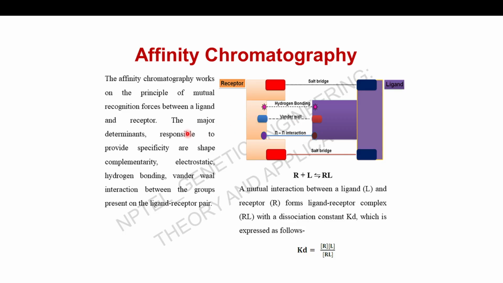Okay. So the major determinants, which are responsible for providing specificity, are shape complementarity, electrostatic interactions, hydrogen bonding, and van der Waals interactions between the ligand and the receptor pair. Okay. So definitely, if we talk about the dissociation constant, at equilibrium, how we denote it is using the product of the individual concentrations of the reactants over the concentration of the product, or mainly the ligand receptor pair.